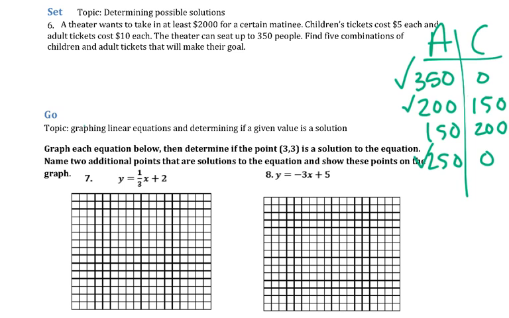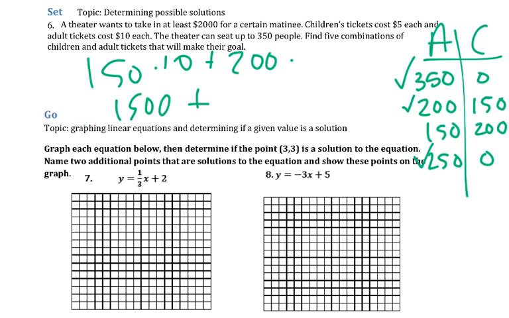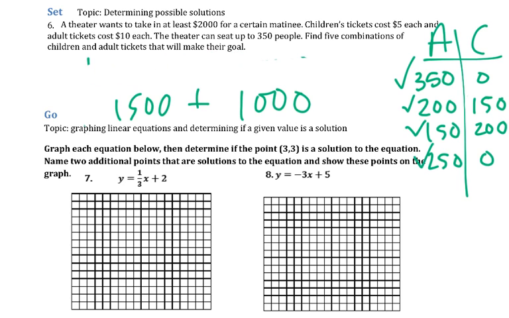So I could go 150 times 10, which would be 1,500, plus 200 times 5, which would be 1,000. So we'd make 2,500. So that one would work as well. Okay? So you can kind of see what's going on here for any of those combinations.